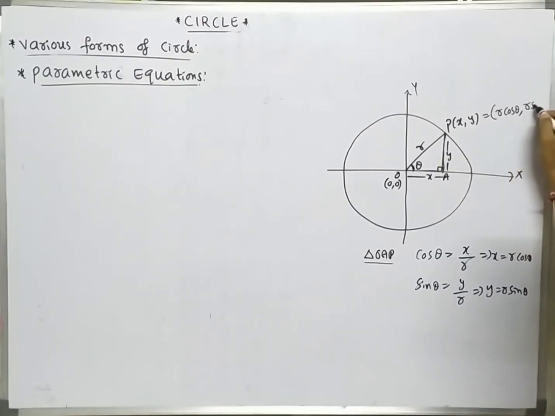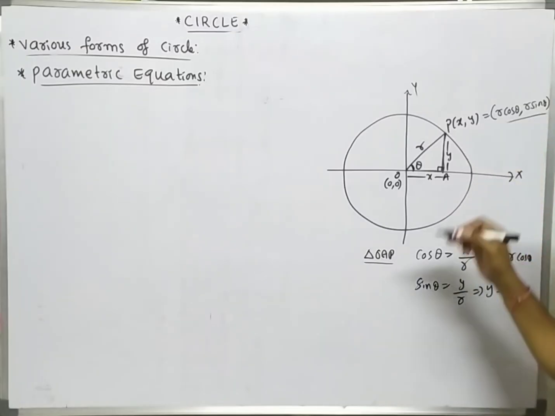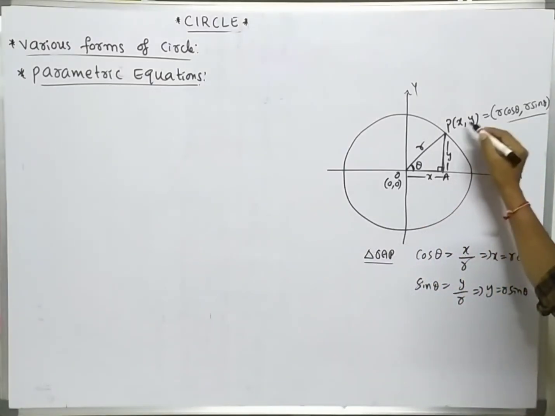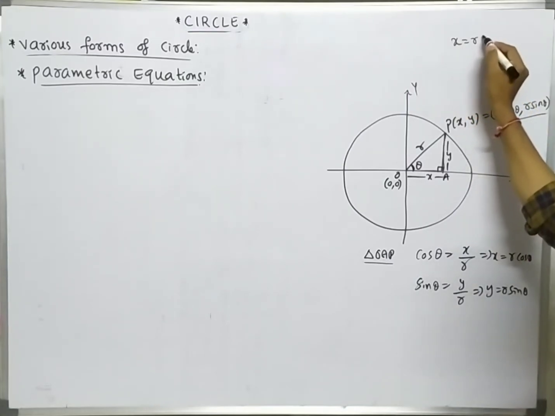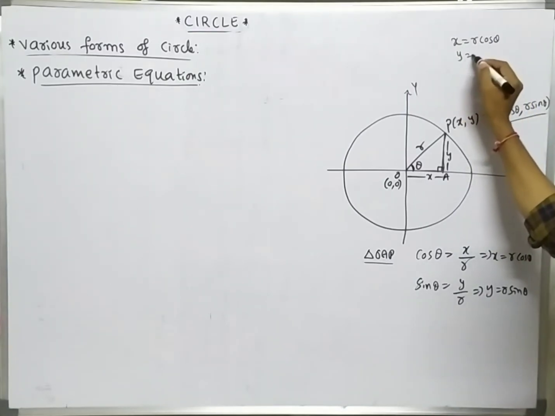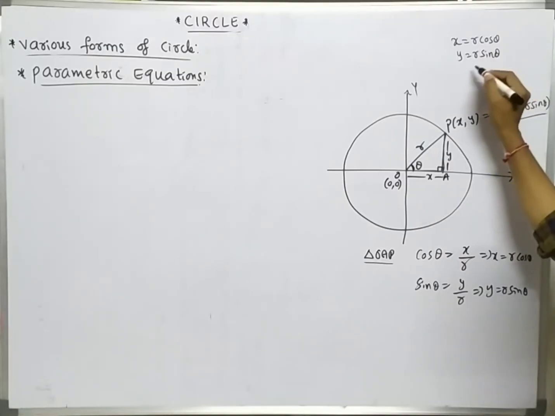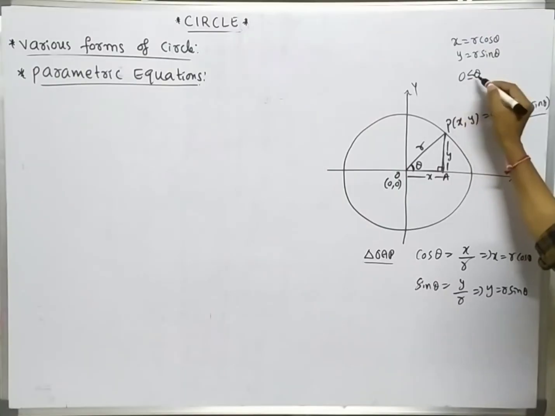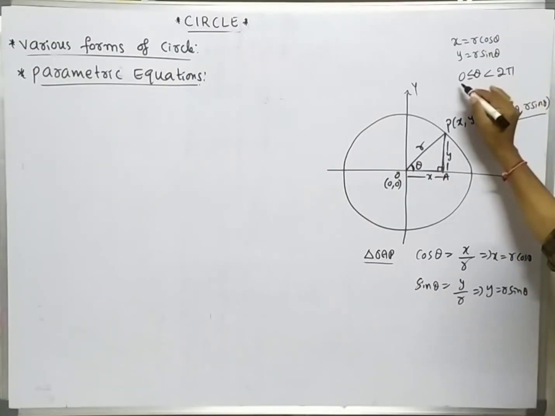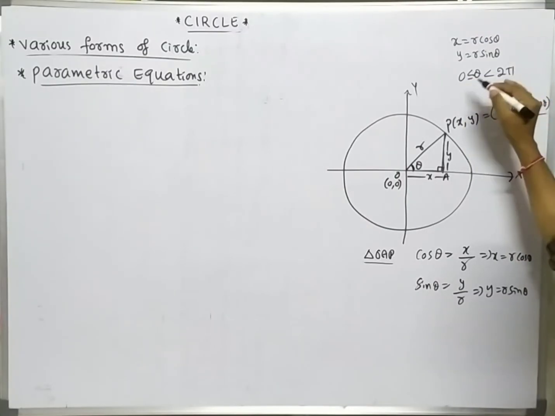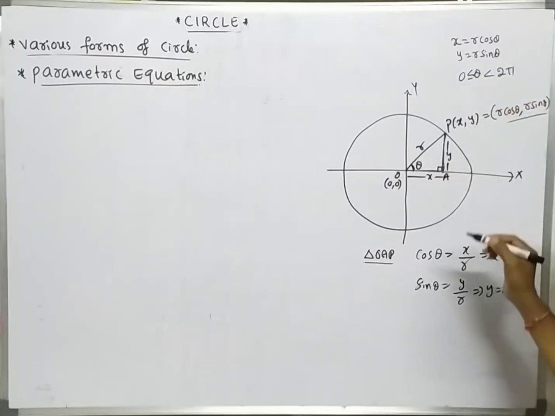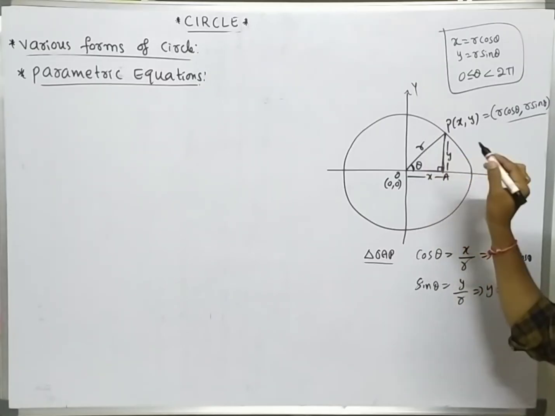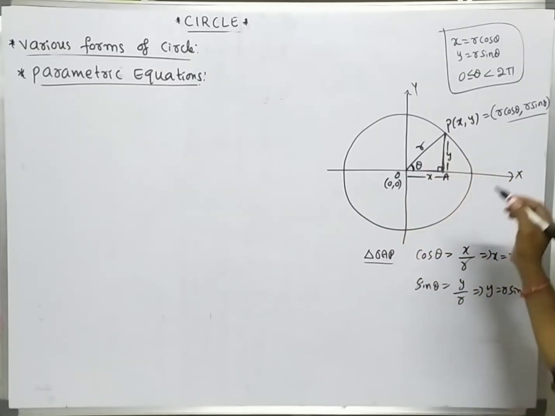So (r cos theta, r sin theta) is the parametric coordinate, and here x is equal to r cos theta, y is equal to r sin theta is the parametric equation, where theta lies between 0 to 2 pi. 0 less than or equal to theta less than 2 pi. r is the radius and theta is the angle. So these are the parametric equations when the radius is r and center is (0, 0), right?